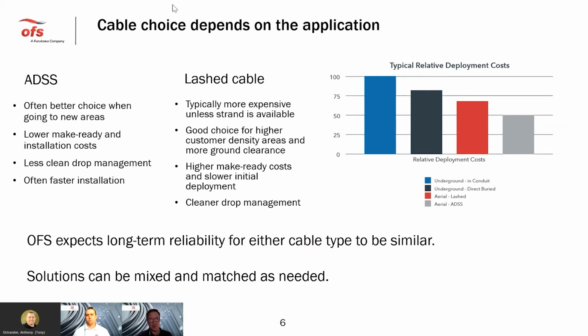A lashed cable, this is again a duct cable that's lashed to a messenger, that's typically more expensive unless a strand is available. And we'll talk about that a little bit more. If a strand's available, absolutely go for it.